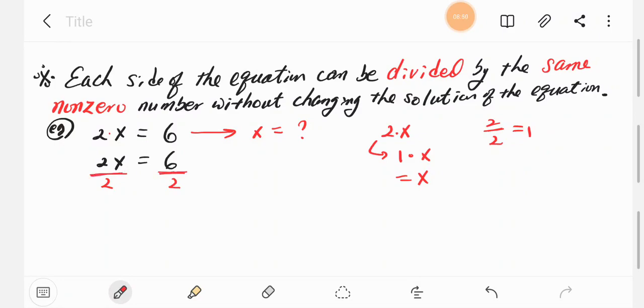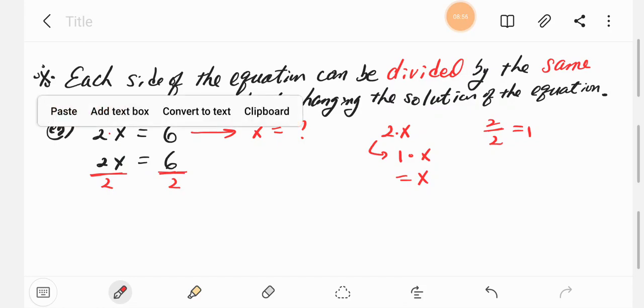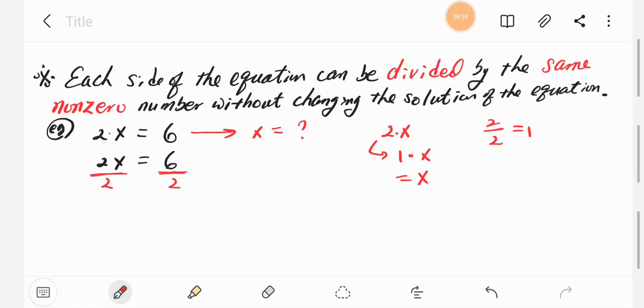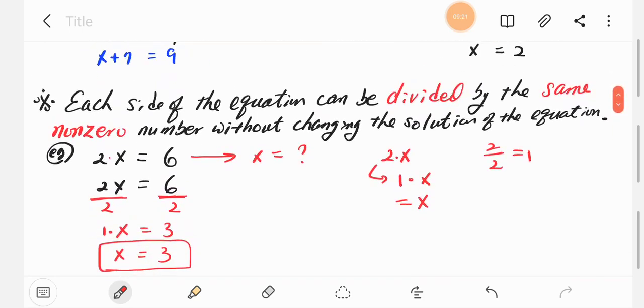Each side by 2. So if x is in a product, then divide that product by the same number, 2. The left side will be x, the 2 cancels out. So x equals, this is 1 times x, isn't it? 1 times x equals 3. So x equals 3. This is how we can find a solution if x is in a product. You divide each side by the same number, 2 in this case.